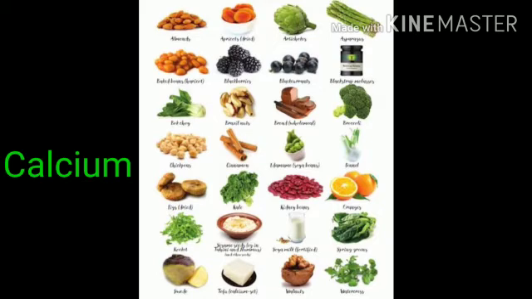Deficiency of calcium causes a disease called rickets, where there is poor skeletal growth. Calcium-rich foods are dairy products, beans and cabbage.